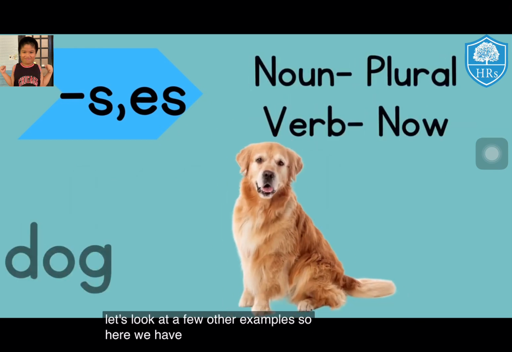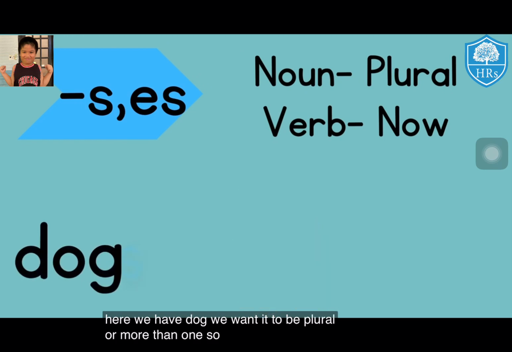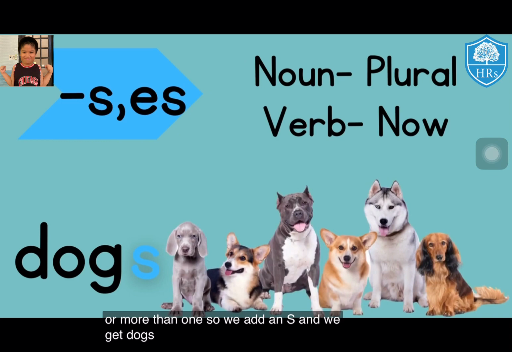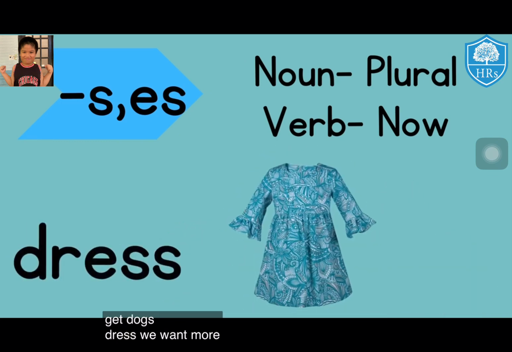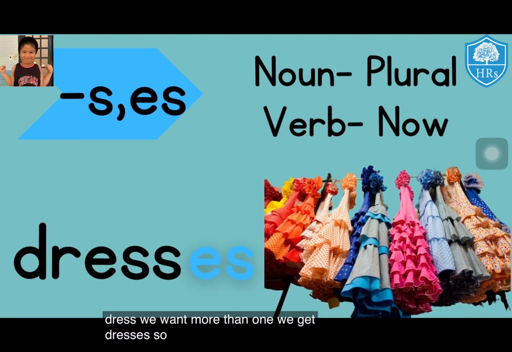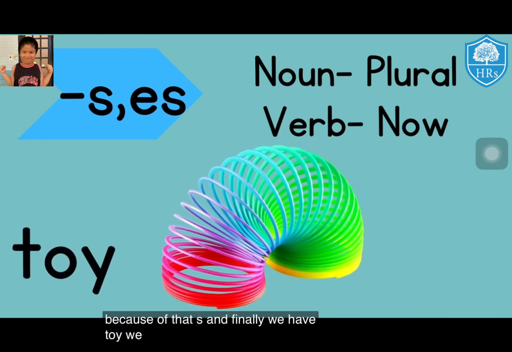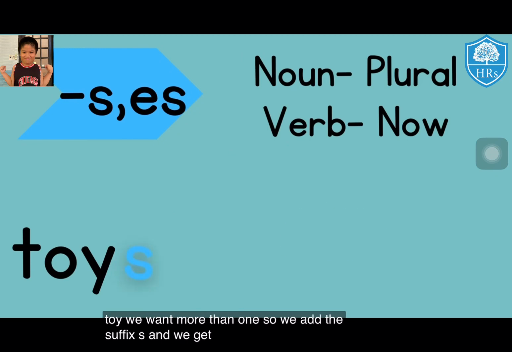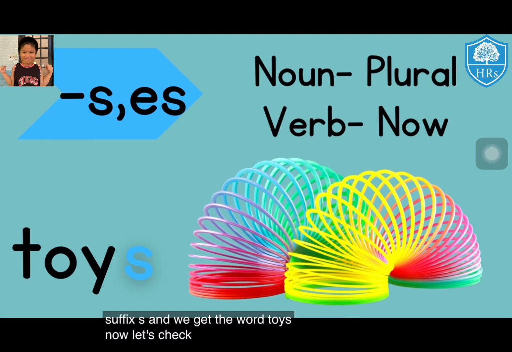Let's look at a few other examples here. We have dog. We want it to be plural, or more than one, so we add an s and we get dogs. Dress. We want more than one, so we get dresses. So here's where we add the es, because of the s. Finally, we have toy. We want more than one, so we add the suffix s and we get toys.